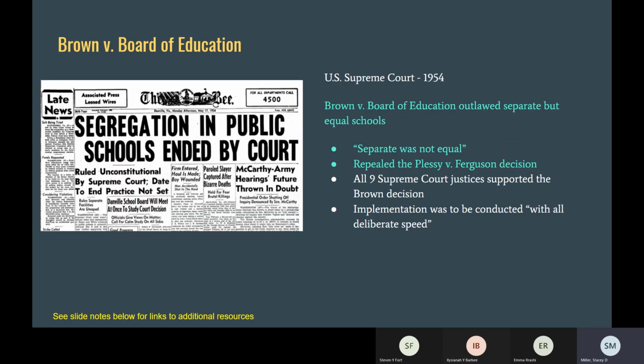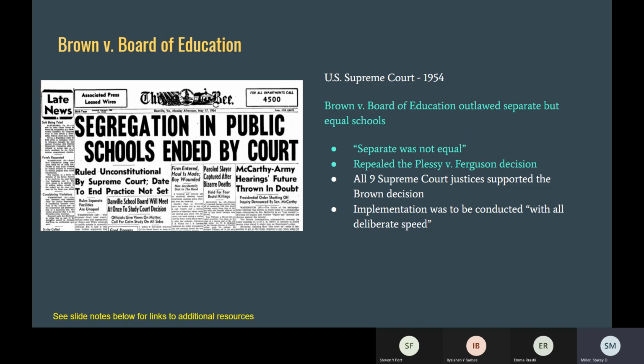We have Brown v. Board of Education. This is a U.S. Supreme Court decision. This was in the 1900s, in 1954. Brown v. Board of Education outlawed separate but equal schools. So with this, Brown basically says separate is not equal. Separate is not equal. It repeals the Plessy versus Ferguson decision.